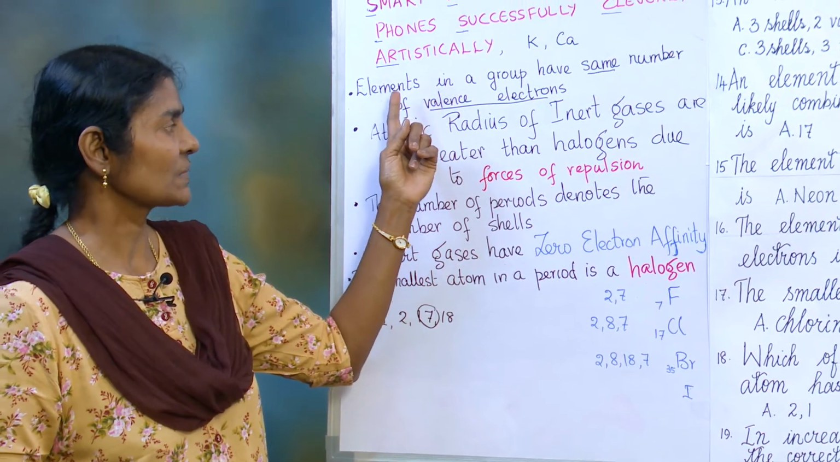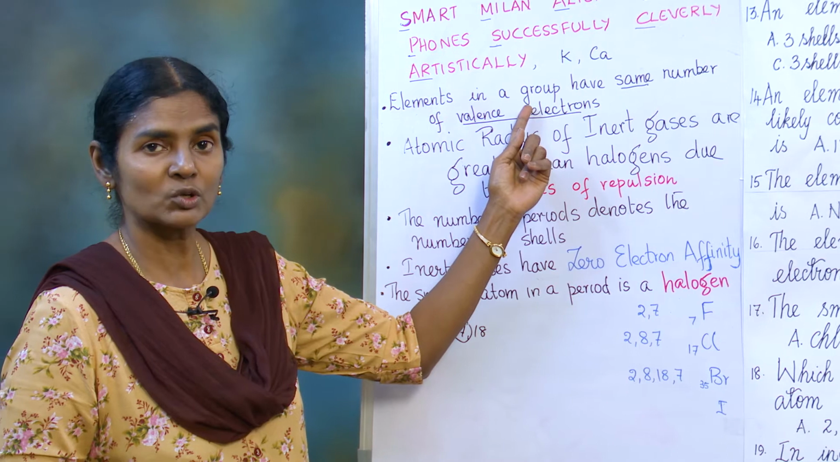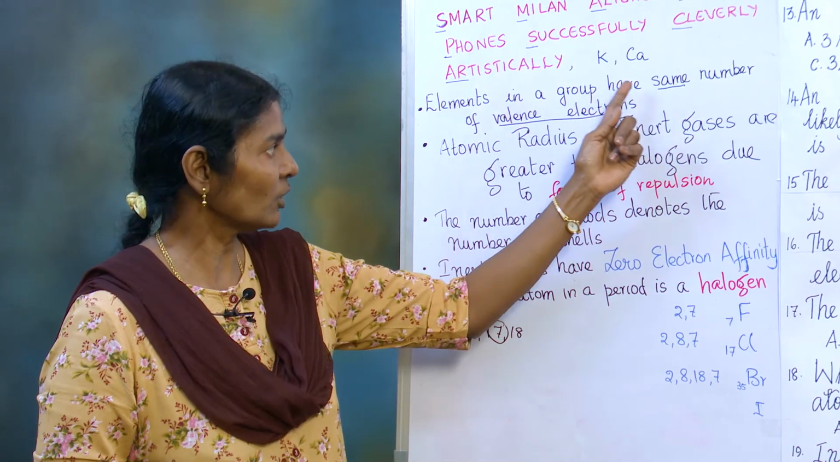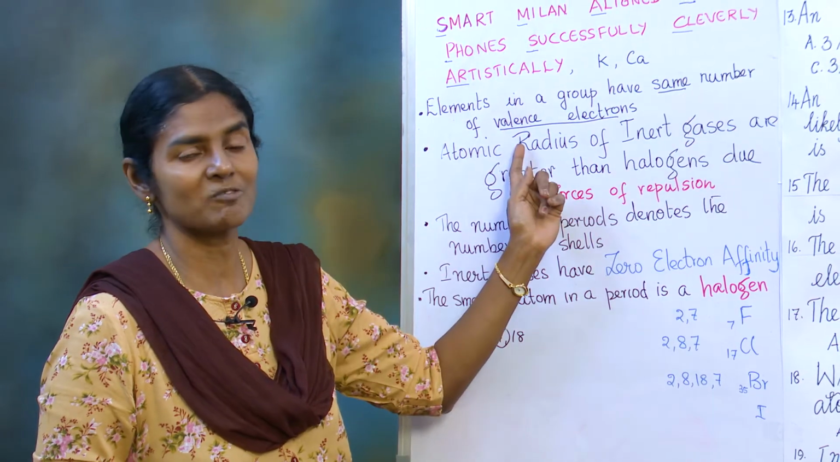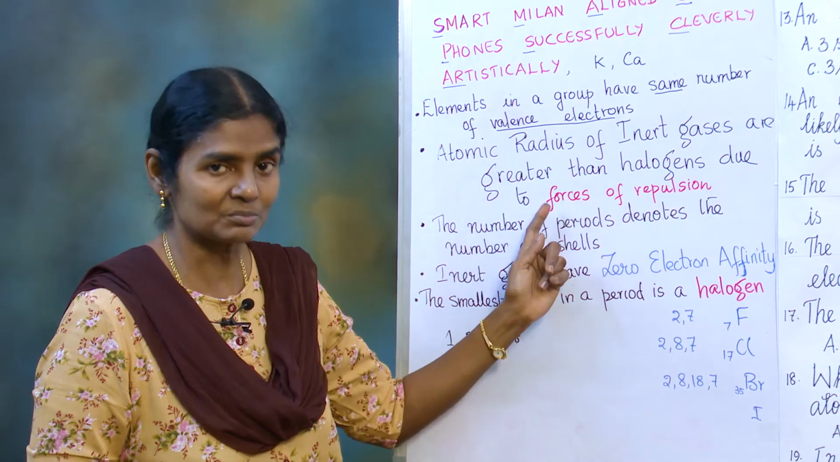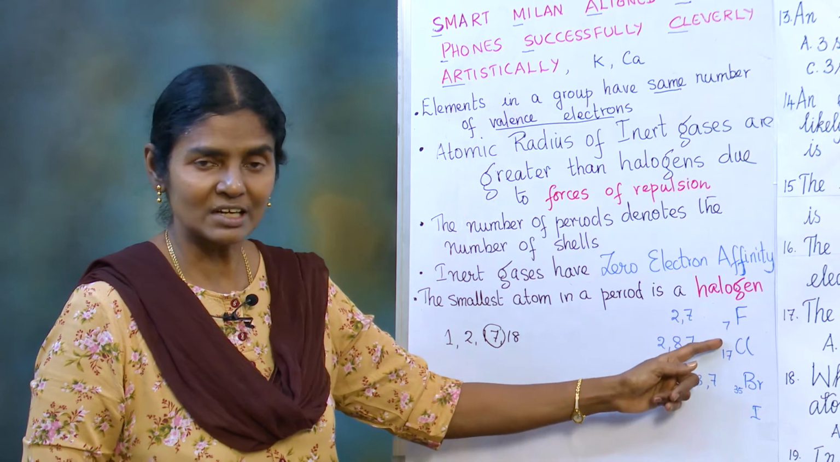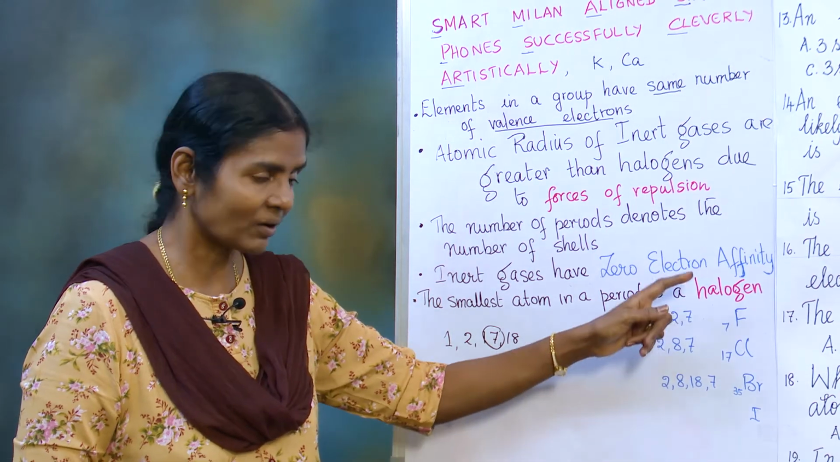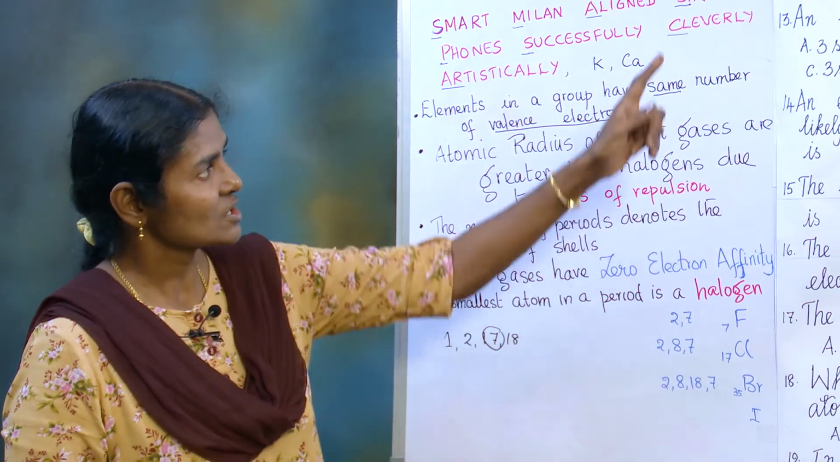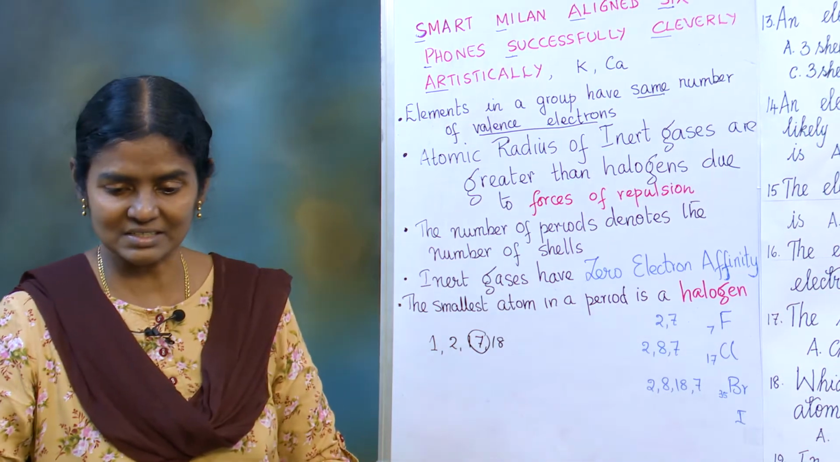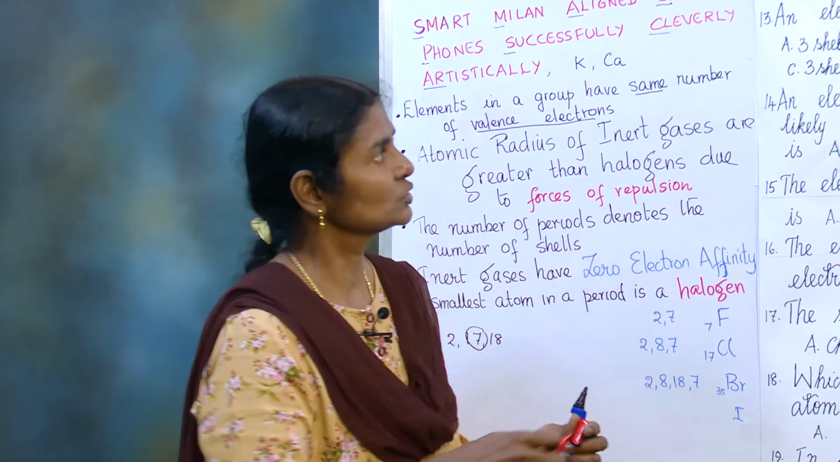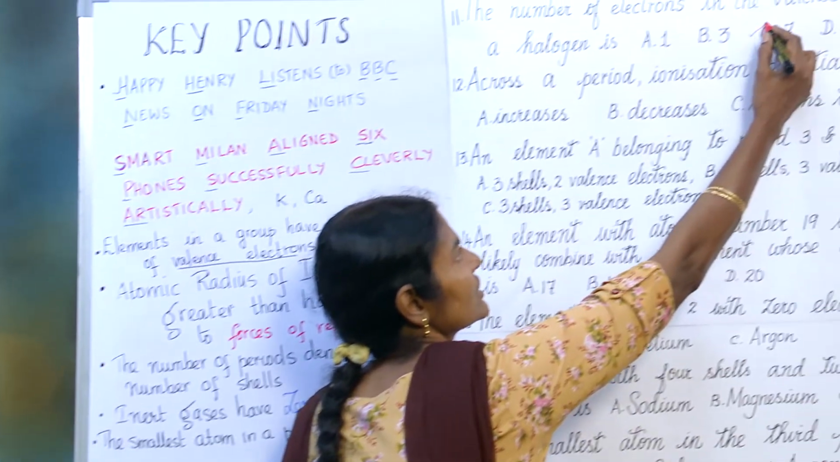Okay, here now let's go back to this point. What does it say? Elements in a group will all have the same number of valence electrons. These are important points that we need to note down. So that means if fluorine has 7, chlorine has 7, all halogens have 7. So 7 is the right answer there. Okay, so we mark 7 here.